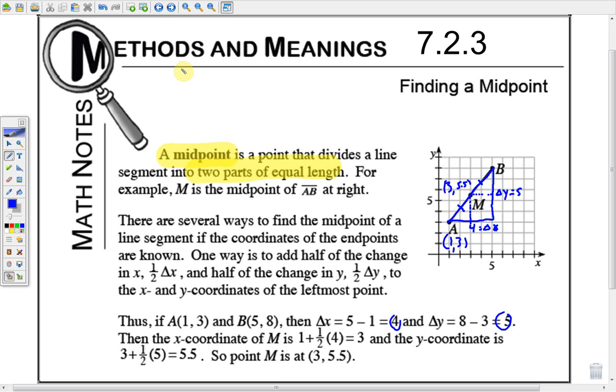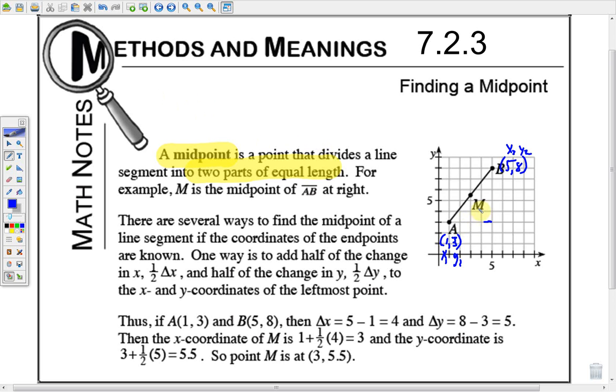I think the easier method gets more at the heart of what a midpoint is, which is to say you're going to take the average of the x's and the average of the y's. When you take the average of two numbers, you find the middle of those two numbers. So if the A value is at 1, 3, and the B is at 5, 8, then this is our x1, y1. This is our x2, y2.